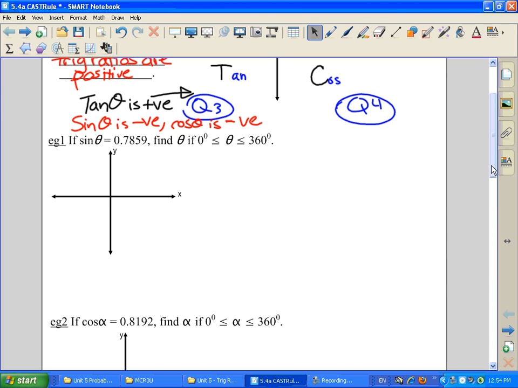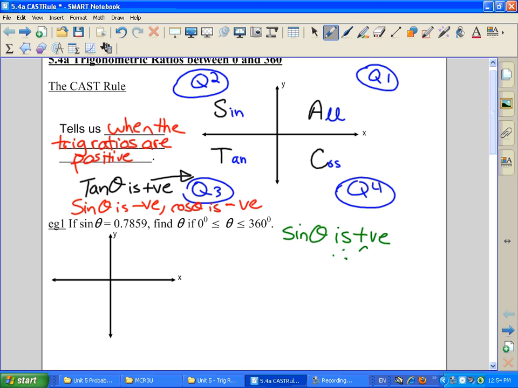So first of all, it says, if sine theta equals 0.7859, find theta if it's between 0 and 360 degrees. First thing we need to note, folks, is taking a look at sine theta. Look at the value of it, 0.78, is positive. So what we need to do is say, therefore, what quadrant is sine positive in? So we go up to our CAST rule. We know it's going to be quad 1 and quad 2. So there could be 2 possible answers for this.